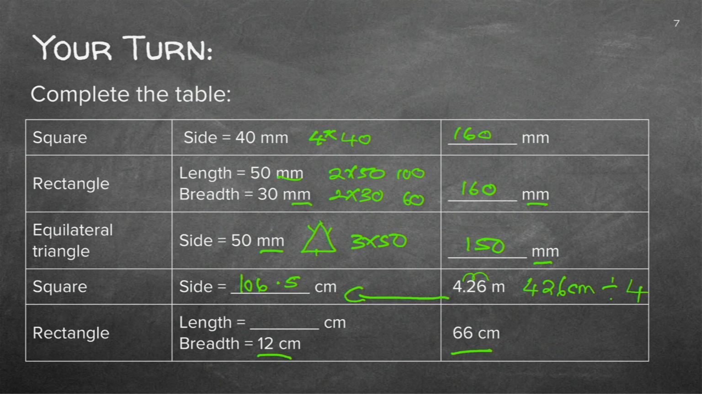So now we know if the breadth is 12, 12 times 2 will be 24. We say 66 minus 24 will give us 42. And this divided by 2 will give us 21. So our length will be 21 centimeters.